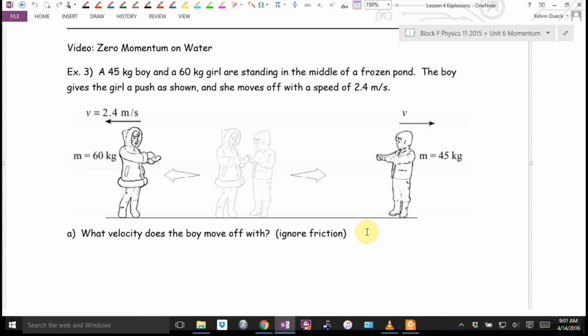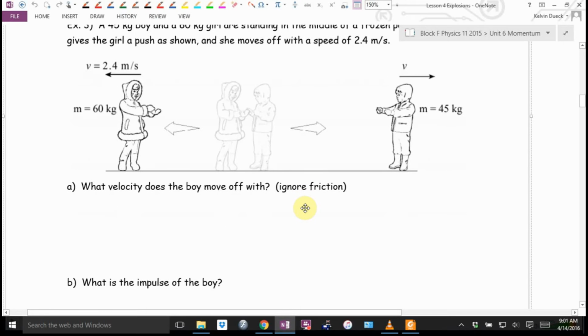Another good example is if you've ever done this while ice skating, face each other and give each other a big push on a frozen pond. A boy and a girl are standing in the middle of a frozen pond. The boy gives the girl a push, as shown, and she moves off with a speed of 2.4 meters per second. With what velocity does the boy move off? Okay. This is an explosion. This is a job for conservation of momentum. There's 2 objects. The sum of all the momentum before equals the sum of all the momentum after.